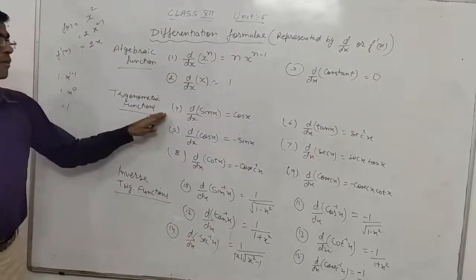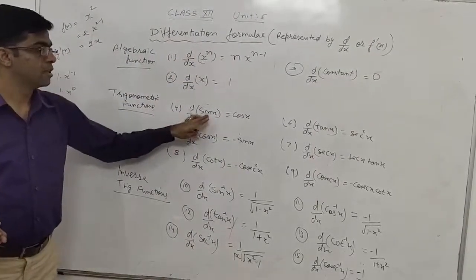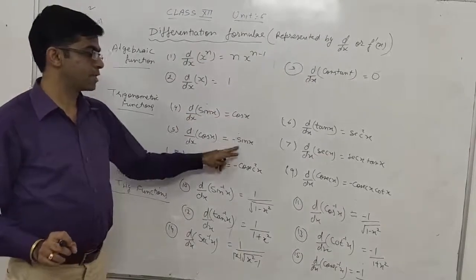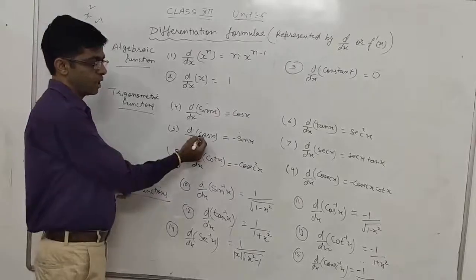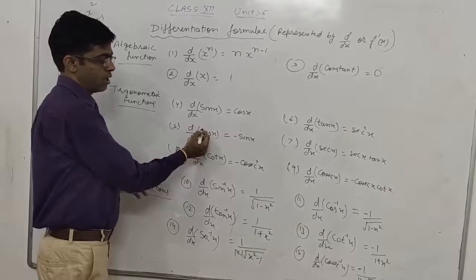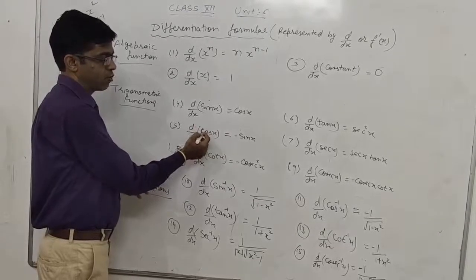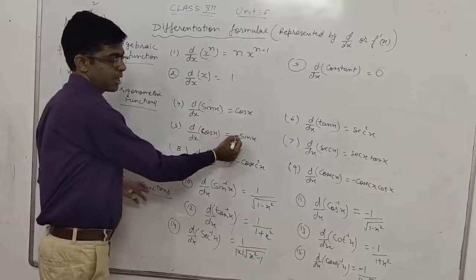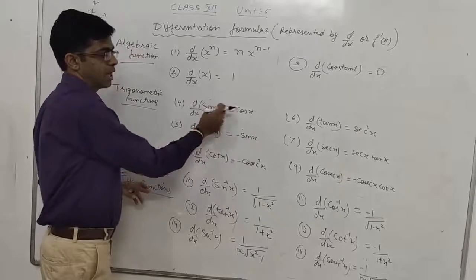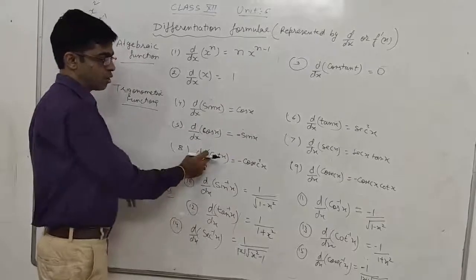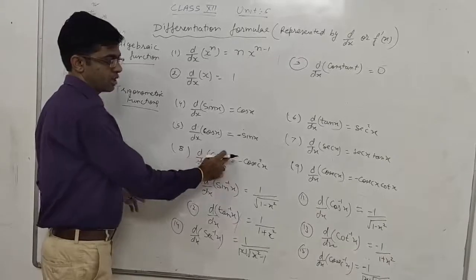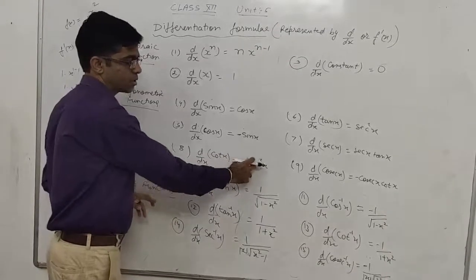Now some trigonometric functions, d by dx of sin x. The differentiation of sin x is cos x. The differentiation of cos x is minus sin x. Whenever the trigonometric function starts with c, especially in the case of trigonometric functions, when we find the derivative, the minus sign comes. So the derivative of cos x will be minus sin x, and of sin x it is cos x. Similarly, cot x starts with c, so the minus sign will come. So the differentiation of cot x will be minus cosec square x.